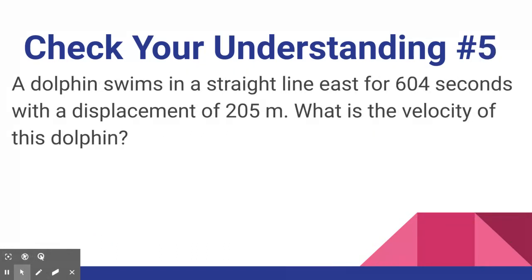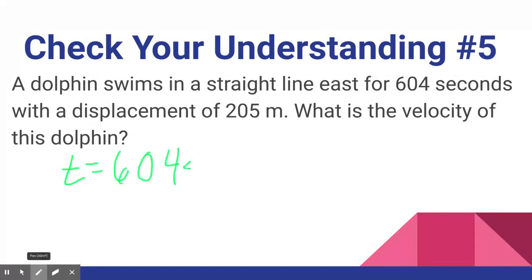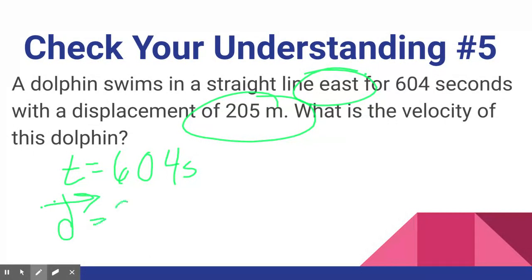A dolphin swims in a straight line east for 604 seconds with a displacement of 205 meters. What is the velocity of this dolphin? Okay, so pause the video here, give it a try on your own, see if you get it right. Okay, so it looks like we've got time here. The dolphin's going to go for 604 seconds, and it is moving to the east, and our displacement is 205 meters. So displacement is equal to 205 to the east.